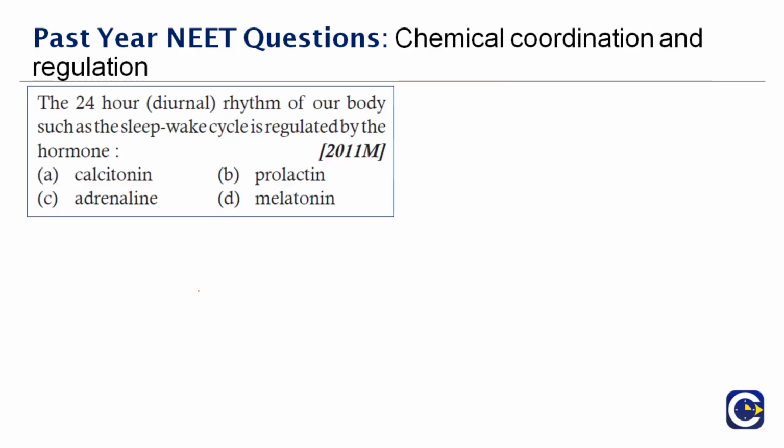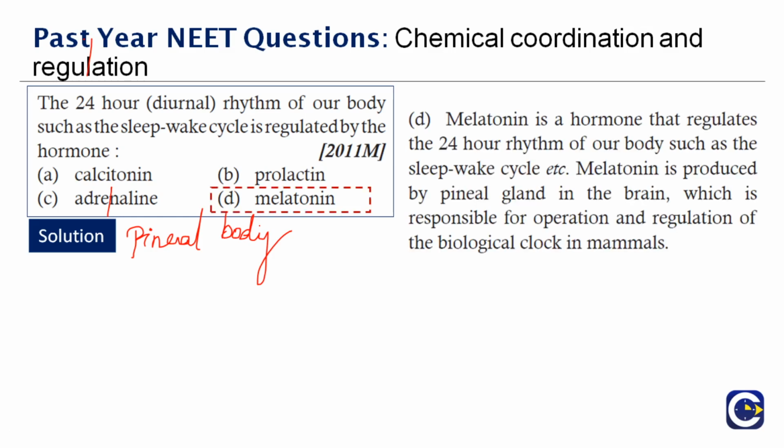Next question here. The 24-hour rhythm of our body, such as sleep-wake cycle, is regulated by which hormone? Very easy question. All of you must know this answer. It's not adrenaline. Adrenaline is the emergency hormone. Prolactin is associated with milk and calcitonin is associated with calcium. Therefore, the right answer is melatonin. It's a hormone that regulates the 24-hour rhythm of our body, such as sleep-wake cycle, etc. And melatonin will be released by the pineal body, okay, in the brain, which is responsible for the operation and regulation of the biological clock in mammals. Therefore, the right answer is option D.